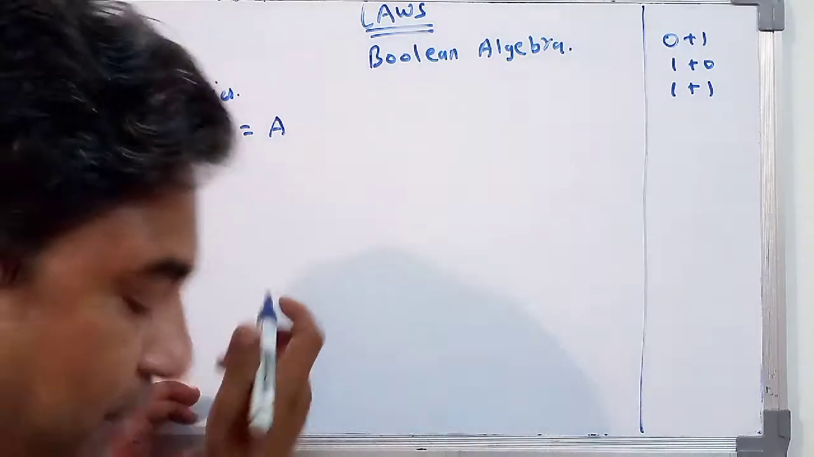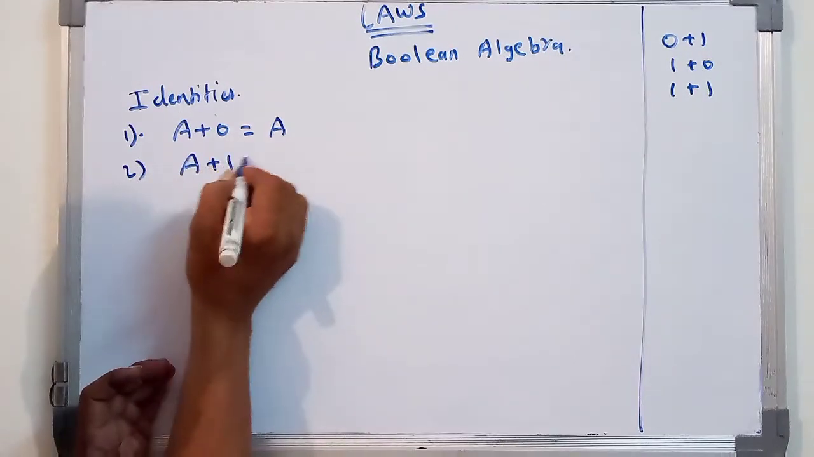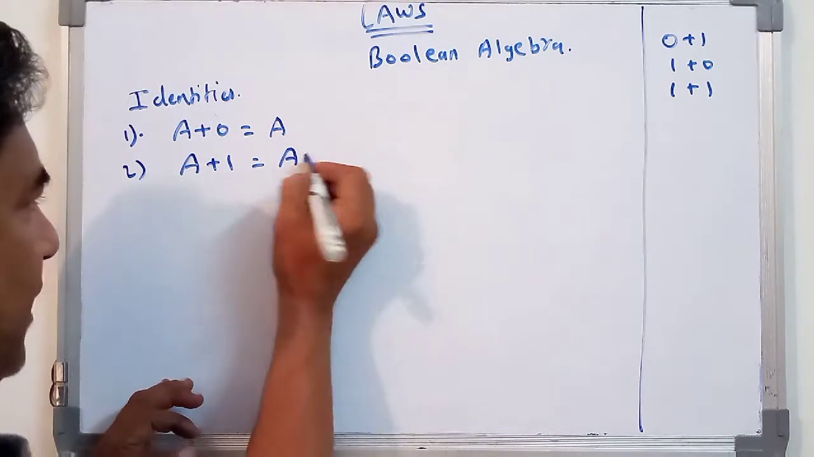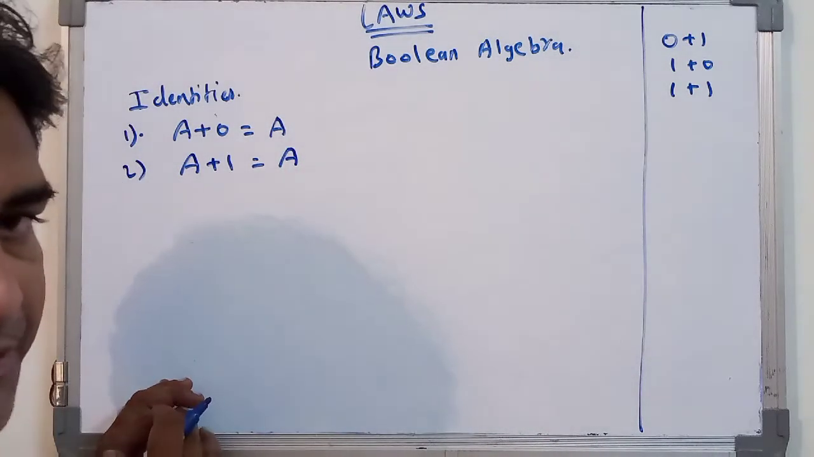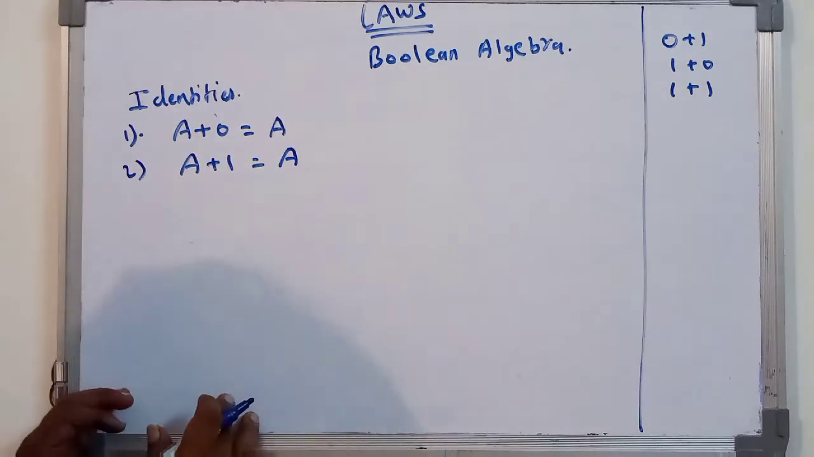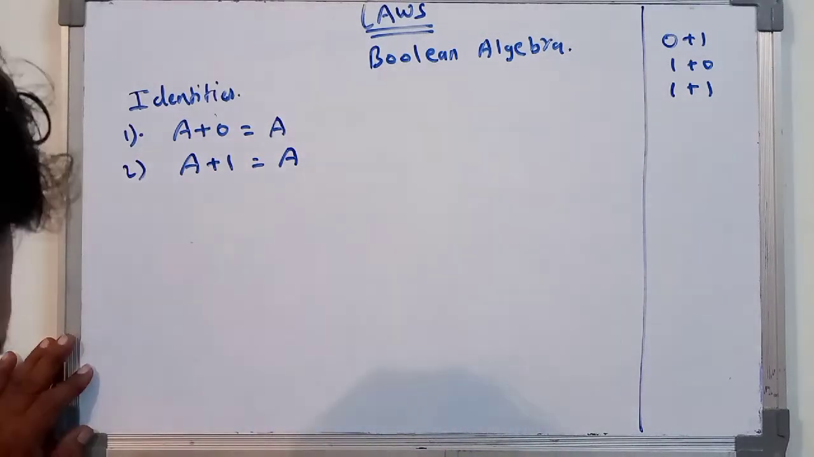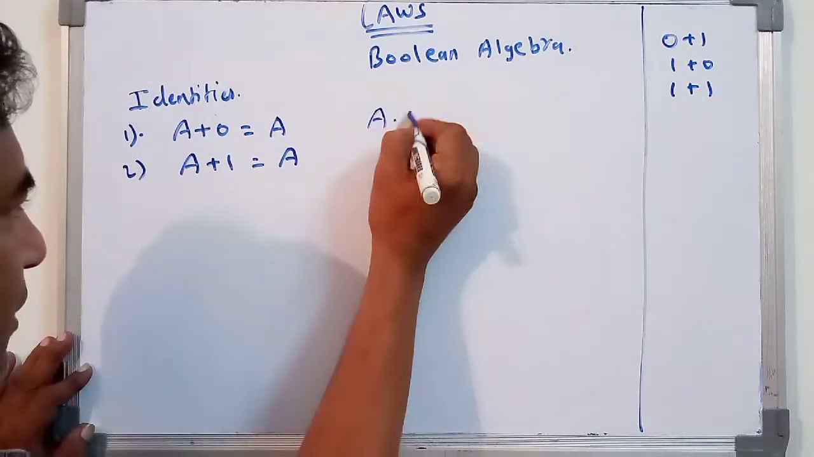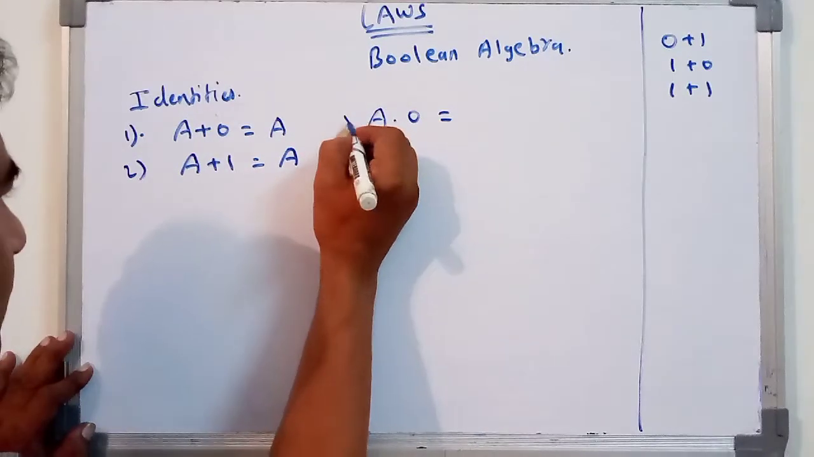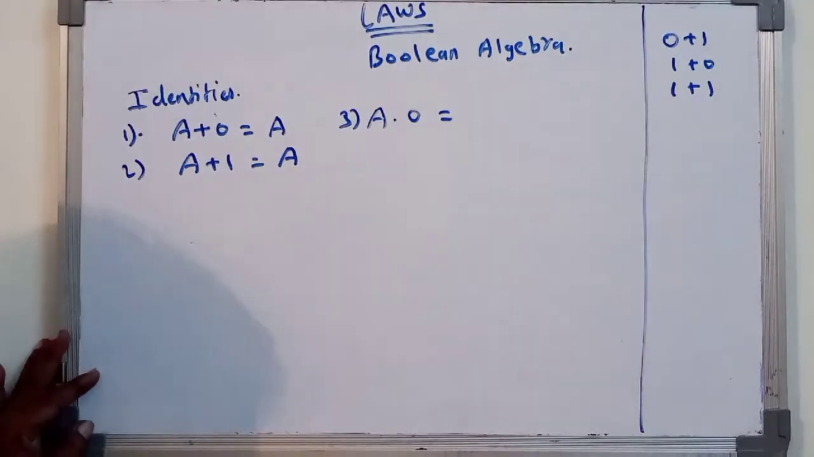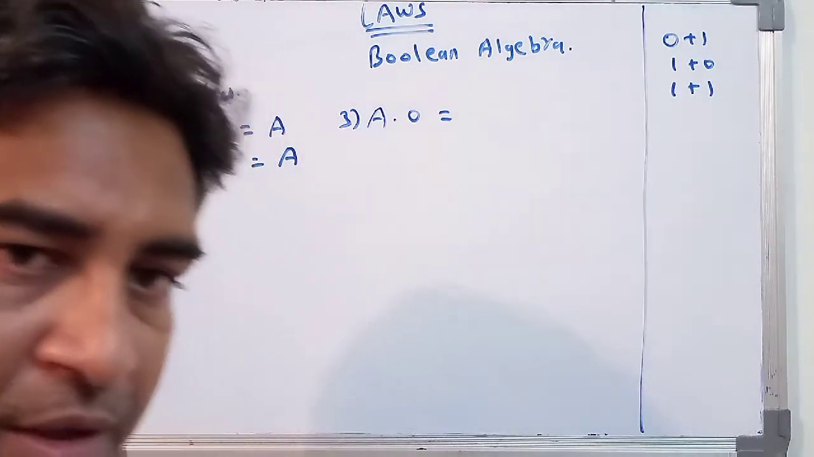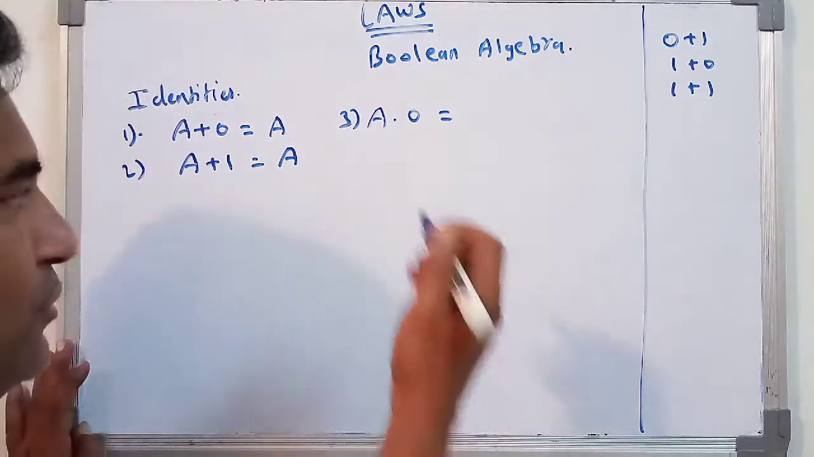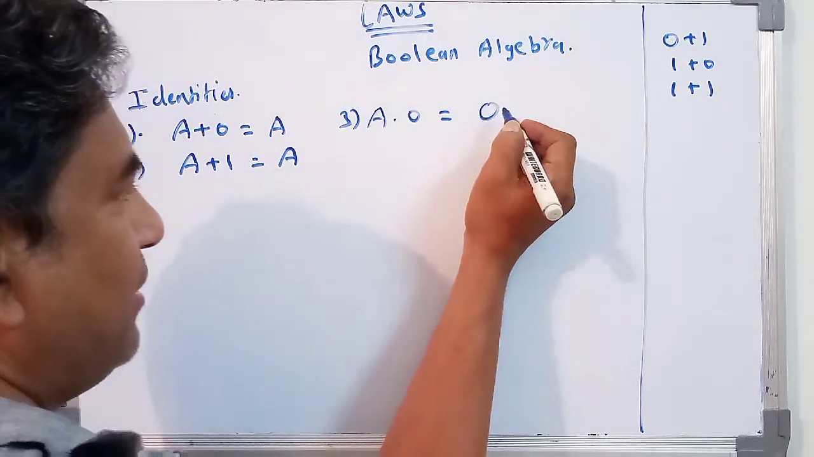Then the second, A plus 1, what will you get? You will get a value similar to A plus 0, that is A plus 1 is equal to A. The next part, the third one, is A dot 0. Whenever any number is multiplied with 0, your answer will be 0. So here you get the value 0.